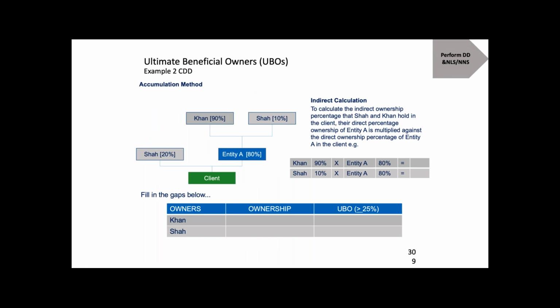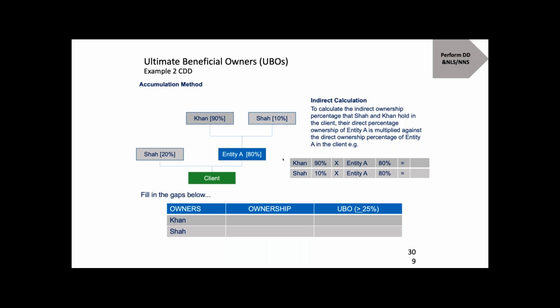Similarly, we're dealing with CDD here, which is 25%. We have our customer at the bottom. Our customer is owned by entity A 80% and owned by Mr. or Mrs. Shah 20%. Now remember, no one can own an individual. So we drill down on entity A: Khan owns 90%, Shah owns 10%. From this explanation, can anyone tell me who the UBO is and what percentage they own?